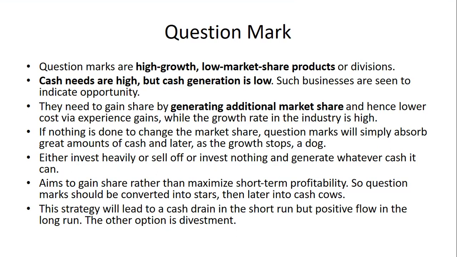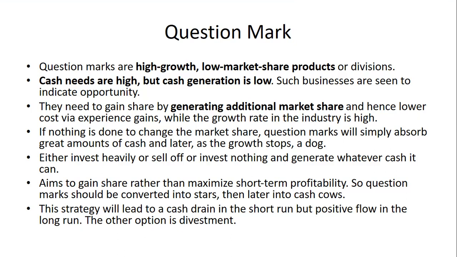Either invest heavily, or sell off, or invest nothing and generate whatever cash it can. This can be the best solution for this particular situation. It aims to gain share rather than maximize short-term profitability. So question marks should be converted into stars and then later into cash cows. This strategy will lead to a cash drain in the short run, but there will be a positive flow in the long run. So it will definitely have a positive outcome.